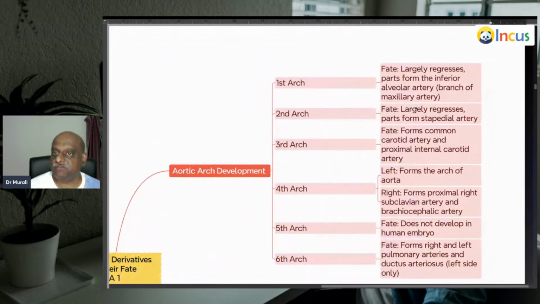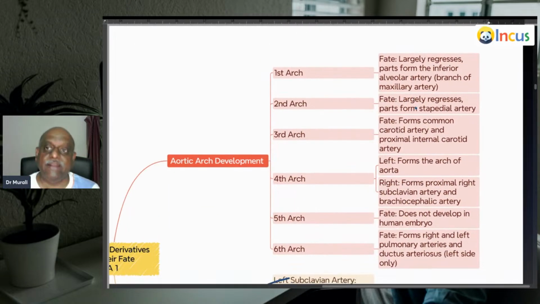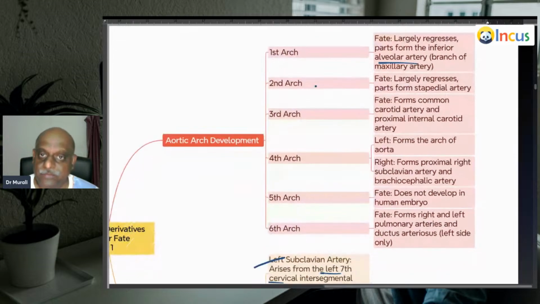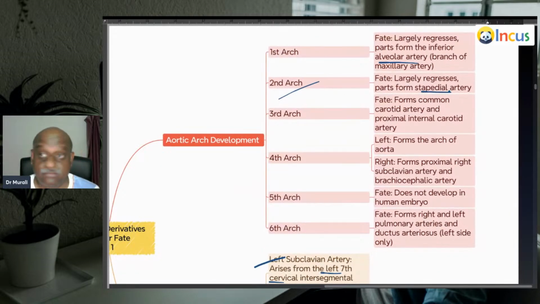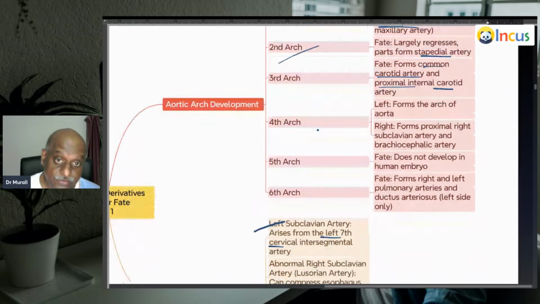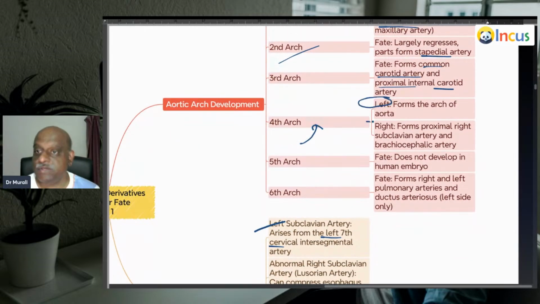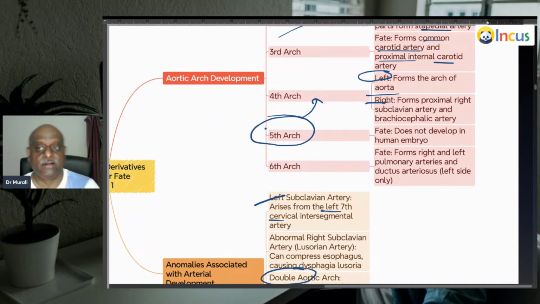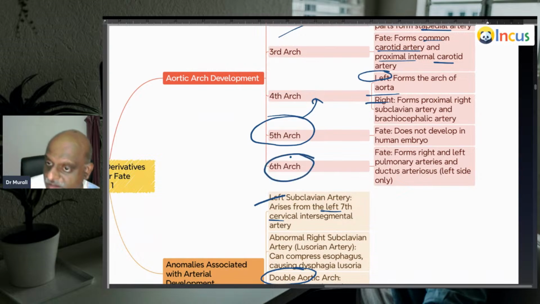So aortic arches: first arch largely regresses, forming the inferior alveolar artery, which is a branch of the maxillary artery. Second arch largely regresses, forming the stapedial artery. Third arch forms the common carotid and proximal internal carotid. Fourth arch: left forms the arch of aorta, right forms the proximal right subclavian and brachiocephalic. Fifth arch does not develop in the human embryo. Sixth arch forms the right and left pulmonary arteries and the ductus arteriosus on the left side. Be ready with all these questions for tomorrow's exam, doctor.